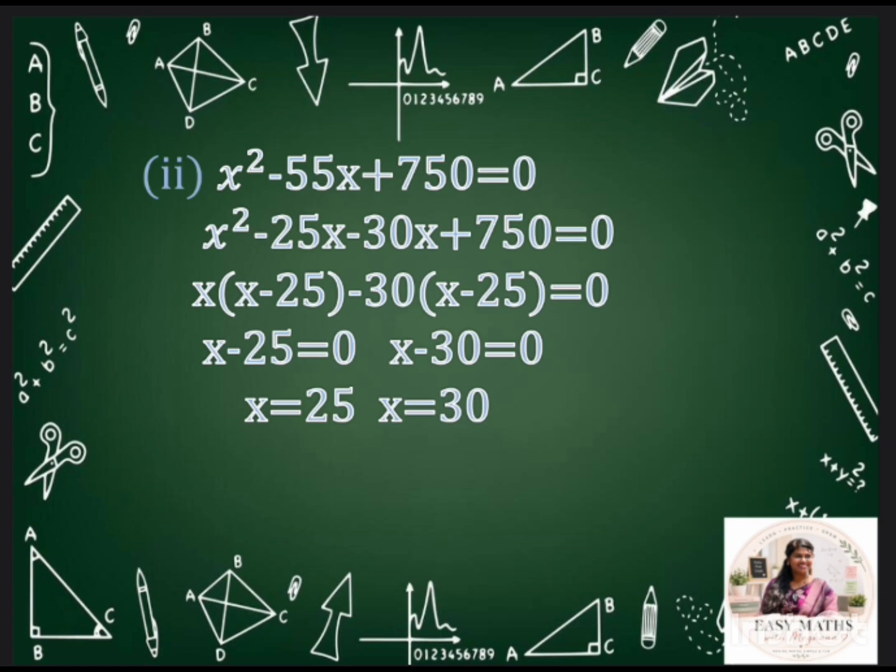In x square minus 25x, x is common. So x into x minus 25. In minus 30x plus 750, 30 is common. Therefore, minus 30 into x minus 25 is equal to 0. Therefore, I can write x minus 25 is equal to 0 and x minus 30 is equal to 0. Therefore, I got two roots, that is x is equal to 25 and x is equal to 30. So, this is regarding the second problem of exercise 4.2.